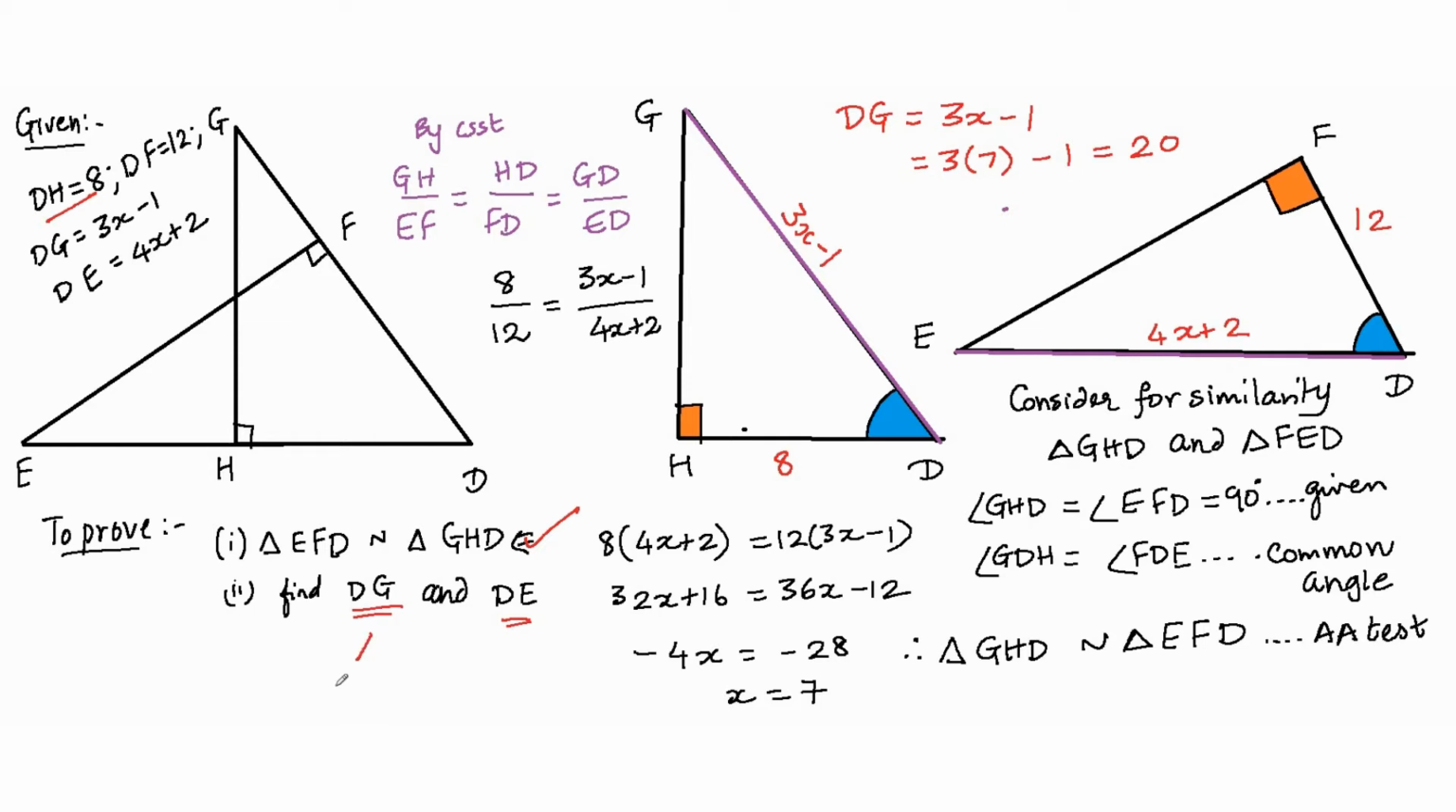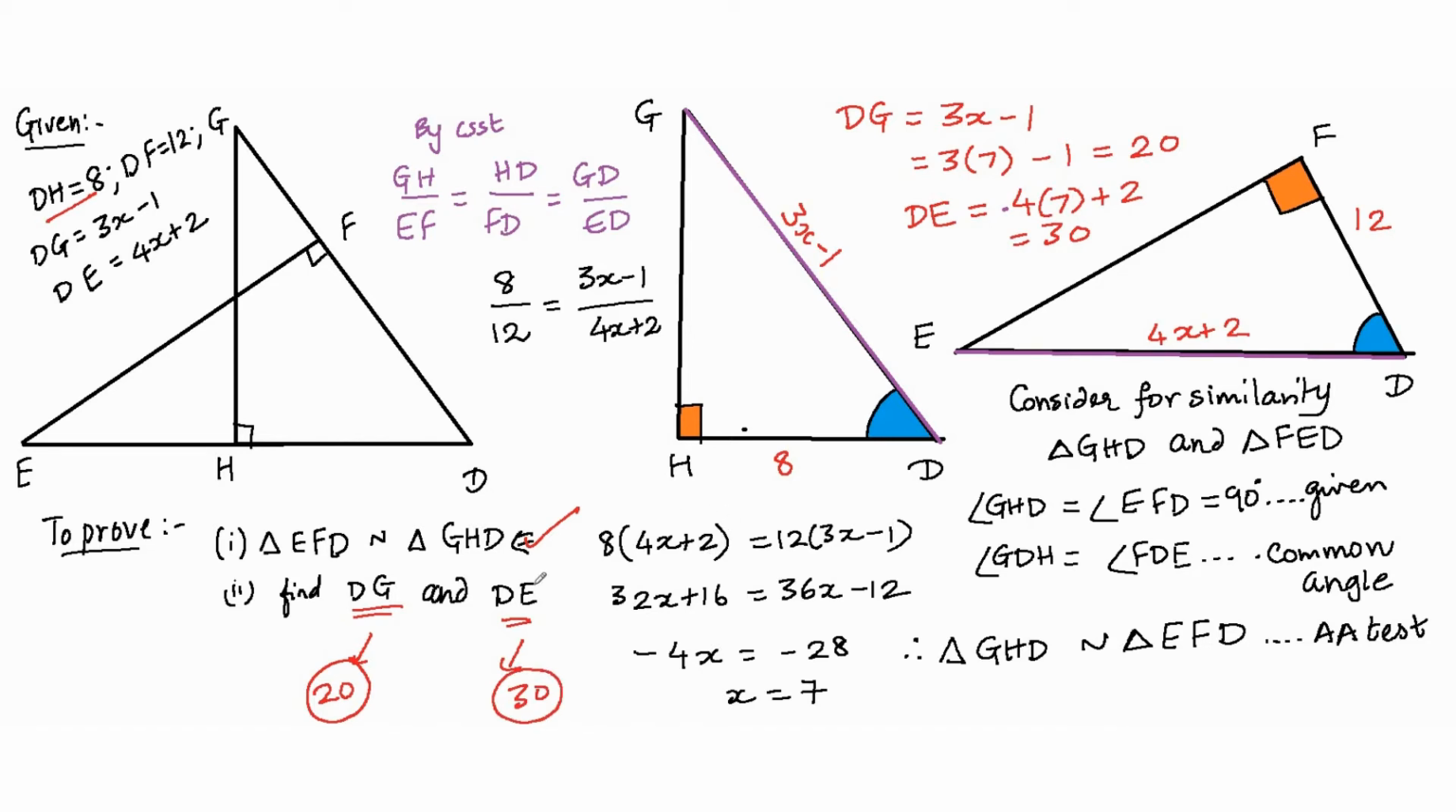So the side DG is given as 20 units, and DE will be given by 4x plus 2, that is 4 times 7 plus 2, which is 30 units, right? So the side DE is given by 30 units.